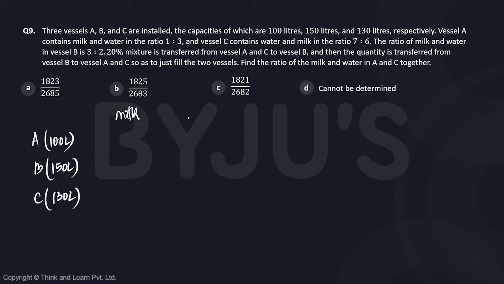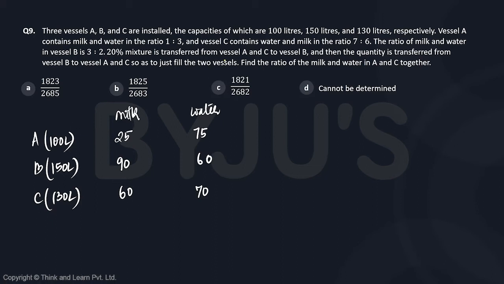The amount of milk and water these three vessels are going to have will be, in A, milk and water is in the ratio 1:3. So 25 liters of milk we are going to have. So let's not write L here. So 25, and we will have 75 liters of water. For vessel C, water and milk are in the ratio 7:6. So water is 70 liters and milk is 60 liters. And the ratio of milk and water in vessel B is 3:2. So we have to divide 150 in the ratio 3:2, which will be 90 and 60.